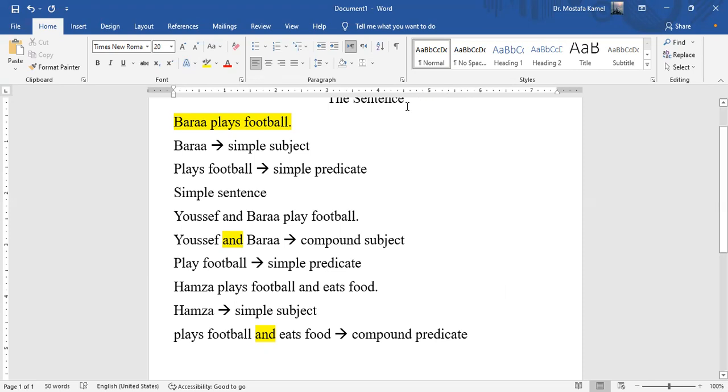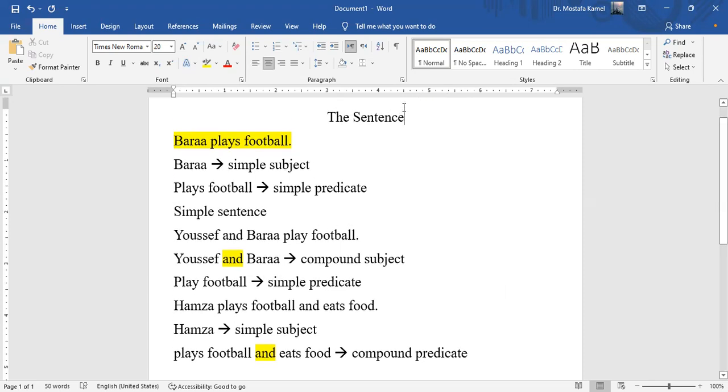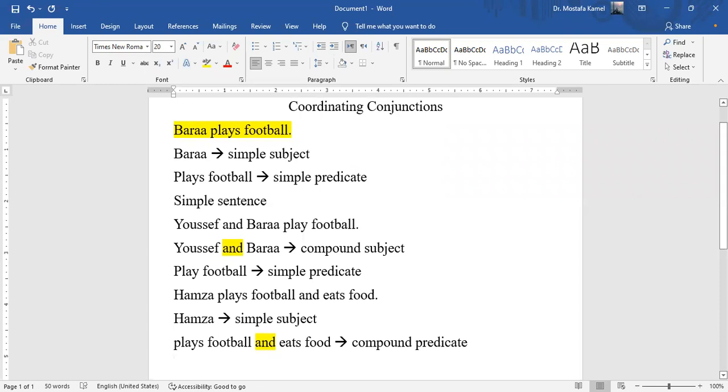Now, our lesson today is called... Sir, I have a question. If we have a sentence that has a compound subject and a simple predicate, or a simple subject and a compound predicate, what should I call it? It's a simple sentence. We will now know the difference, but I will explain it, okay?